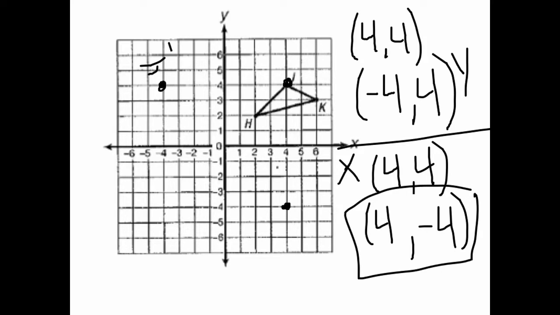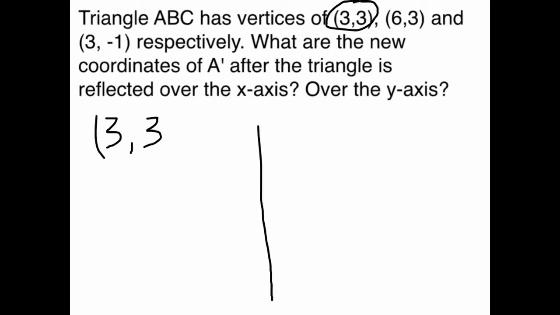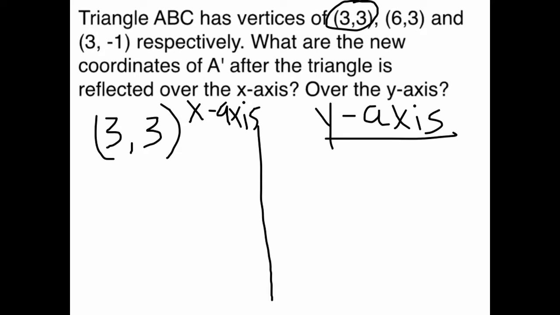Let's do another example without a plane. Triangle ABC has vertices of 3, 3; 6, 3; and 3, -1 respectively. What are the new coordinates of A prime after the triangle is reflected over the x-axis? Well, A is 3, 3. So we'll stay organized here. This will be us reflecting over the x-axis, and this will be us reflecting over the y-axis. And this is our original coordinates.